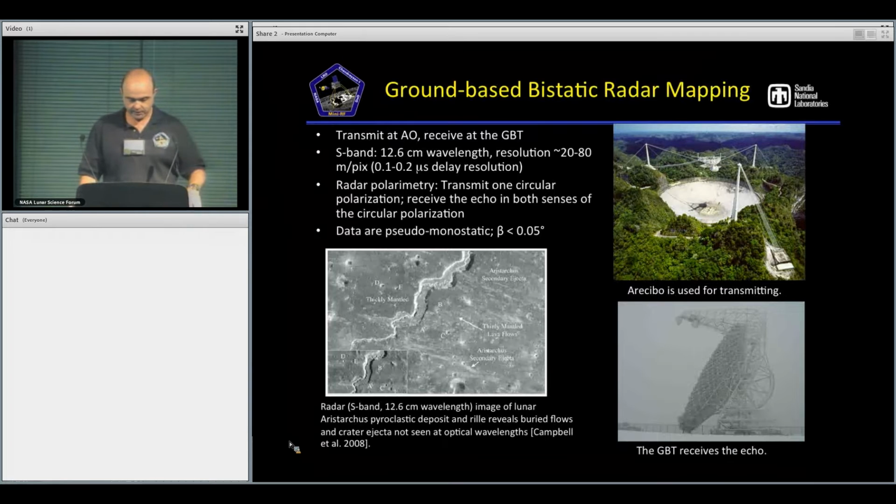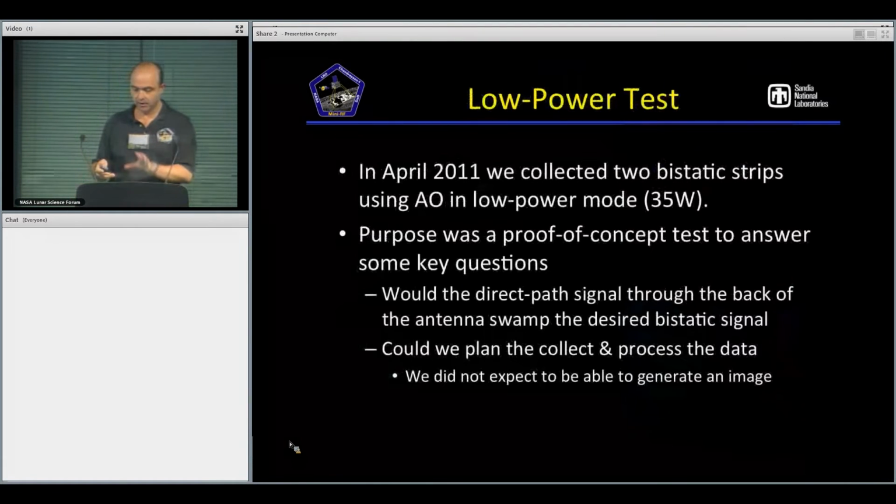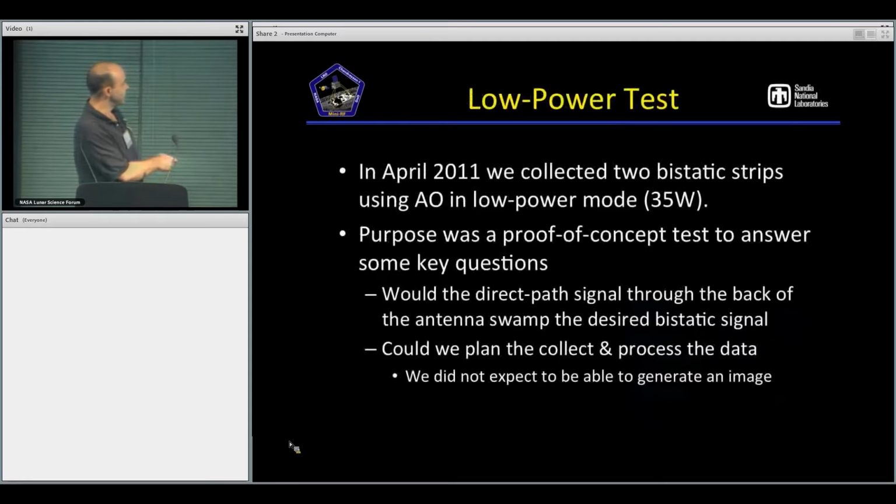What we're doing, which is different, is because even though Arecibo and Green Bank are quite far apart, they're quite close together relative to how far away the moon is. So the bistatic angle for these data is essentially pseudo-monostatic. It's less than about 0.05 degrees. Like I mentioned, the key importance of our measurements is the fact that we can go out to 10, 15 degrees for the first time.